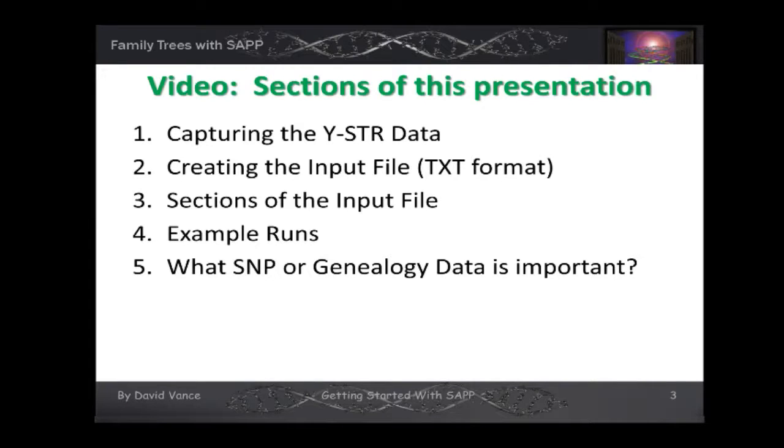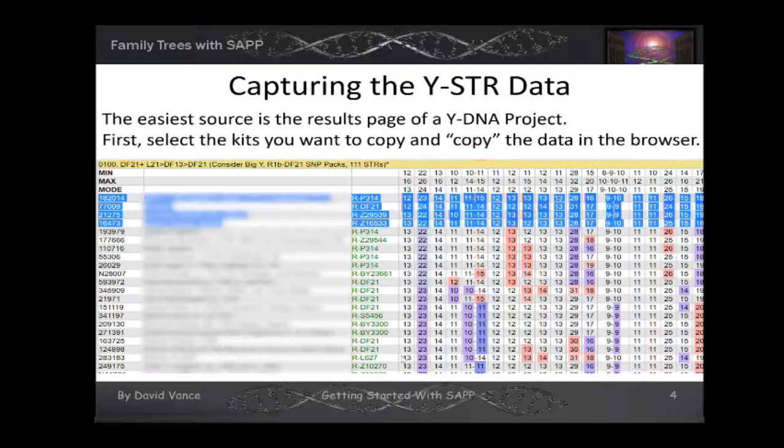So where to find the STR data? The easiest place to get the STR data from is the results page of a Y-DNA project. So these are obviously very common. Most of us belong to one or more of them. They usually show the STR data in this kind of a format, sometimes all public, sometimes mostly private, so you have to have access to the data.